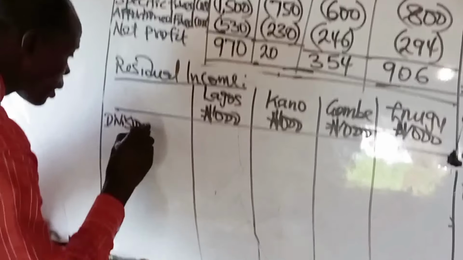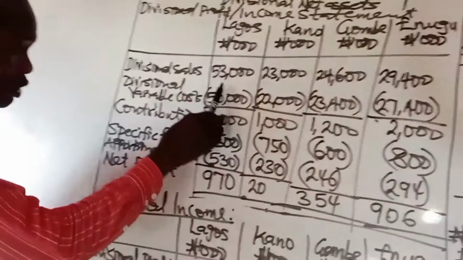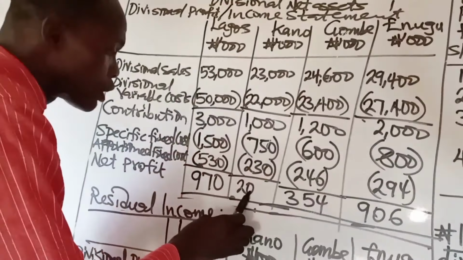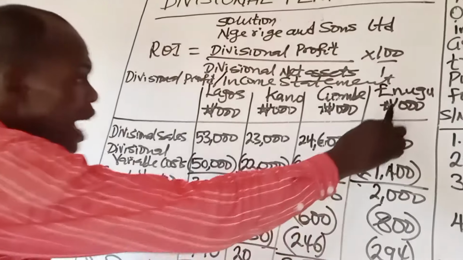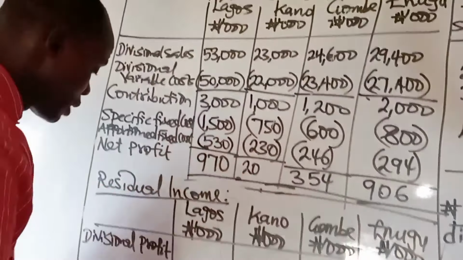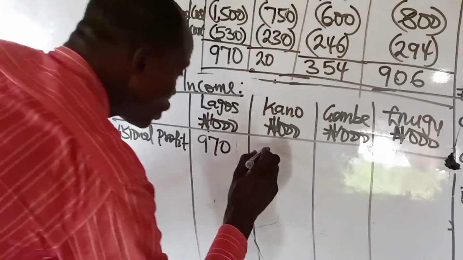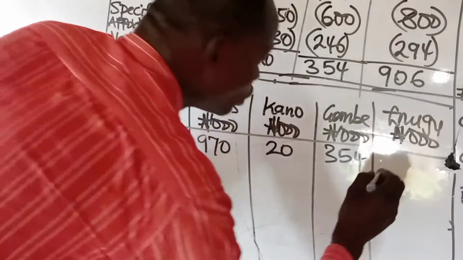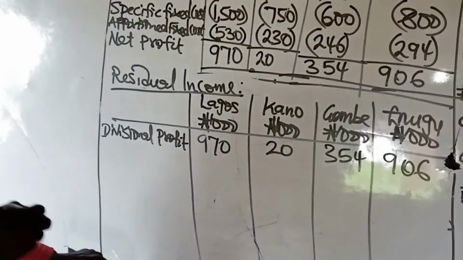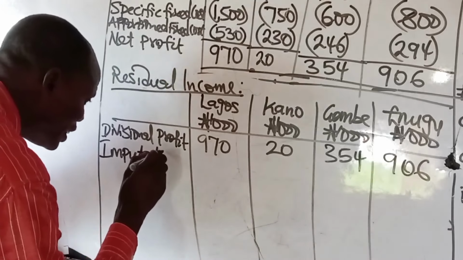Divisional profit, that is your net profit. For Lagos division, we have 970. For Kano division, you have 20,000. For Gombe division, you have 354. For Enugu division, you have 906. So, Lagos division, 970,000. For Kano, 20,000. For Gombe, 354. And for Enugu, 906. Then from this, you less imputed cost or imputed interest.